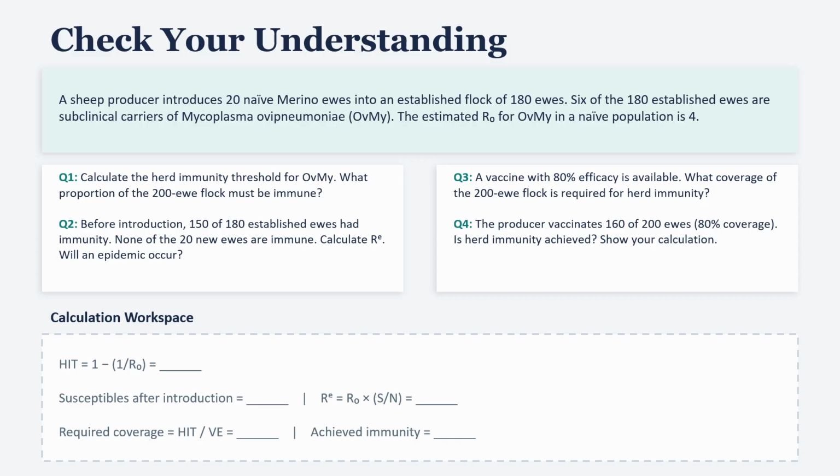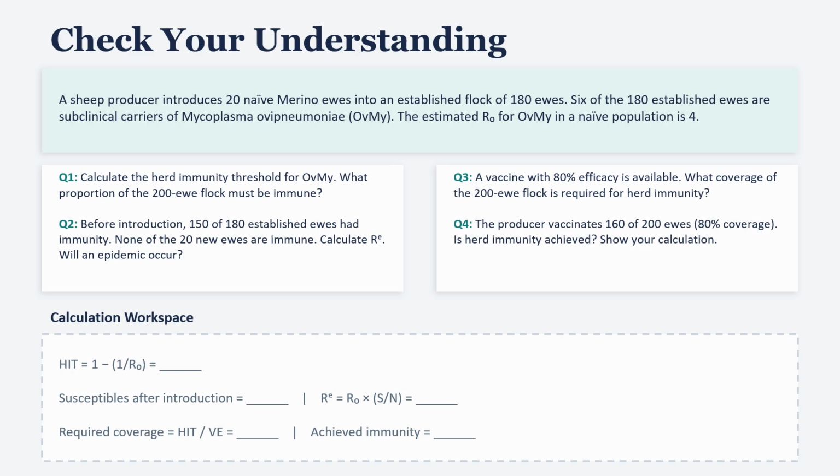RE equals R naught times susceptibles over N equals 4 times 0.25 equals 1. With RE exactly equal to 1, the population is at the epidemic threshold. The disease can persist at endemic equilibrium, but is not expected to produce an expanding epidemic. The introduction of 20 naive ewes has pushed the flock from below the epidemic threshold to exactly at it. In practice, with stochastic variation and the 6 subclinical carrier animals actively shedding, the realized RE may push slightly above 1, meaning a modest outbreak is plausible.